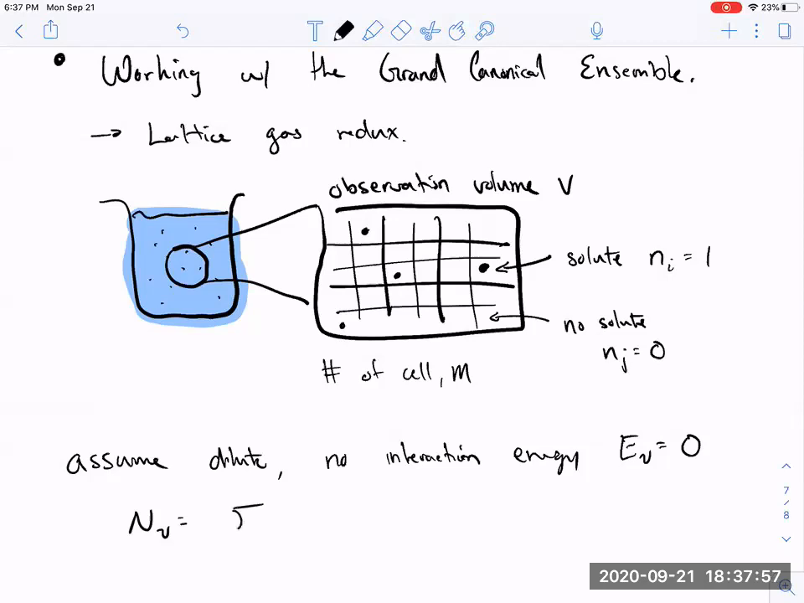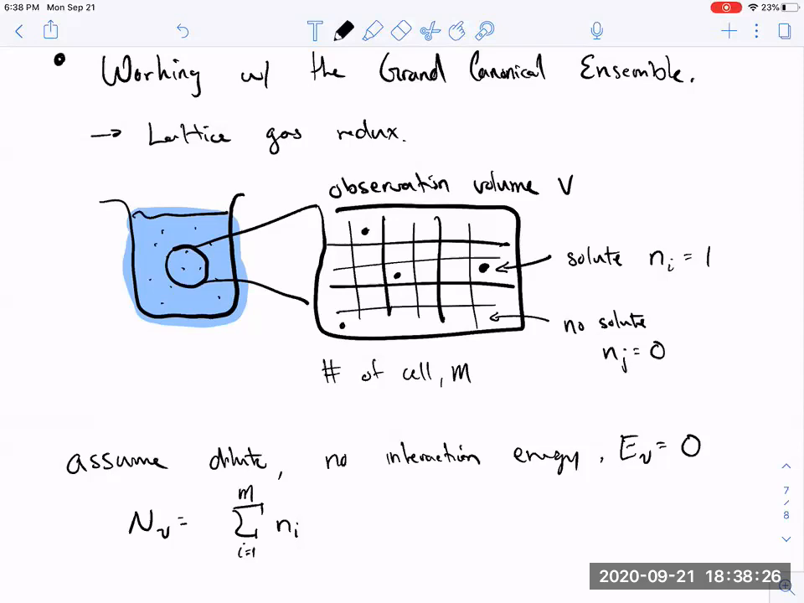But we have a convenient way of counting those solutes, and that's just by summing up these little binary variables that run between 1 and n. That's the instantaneous number of particles in our volume. This is again assuming that because it's dilute, the likelihood that there are multiple occupancies in any one of those cells is sufficiently low that it's negligible.